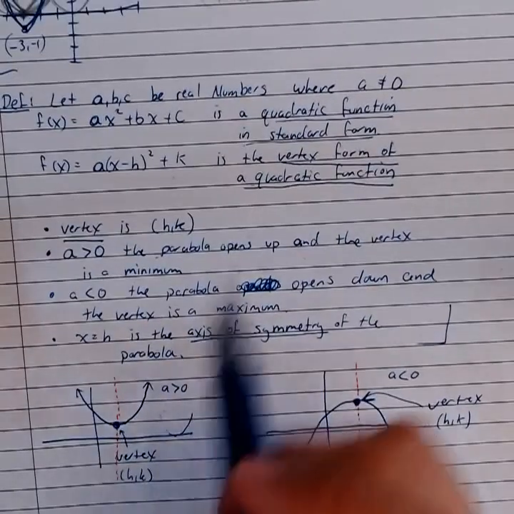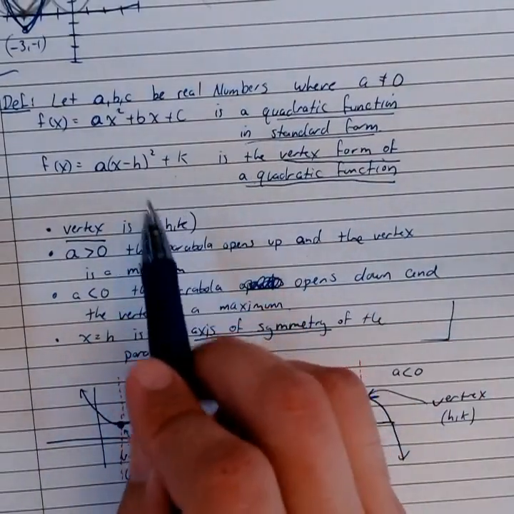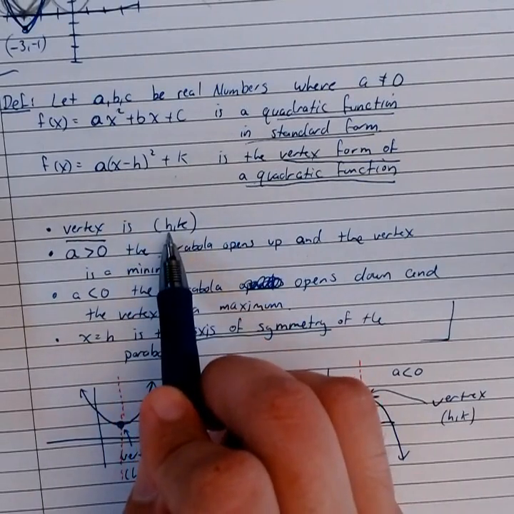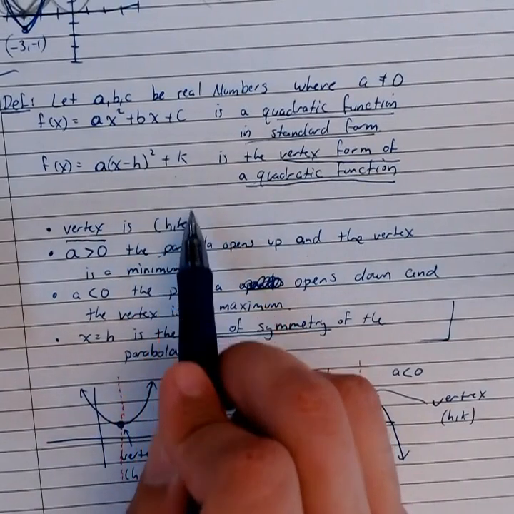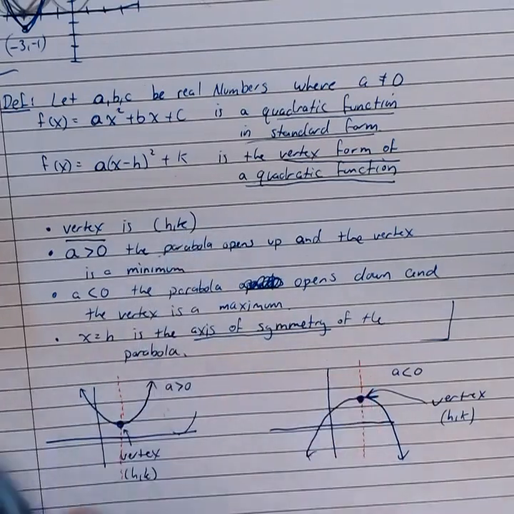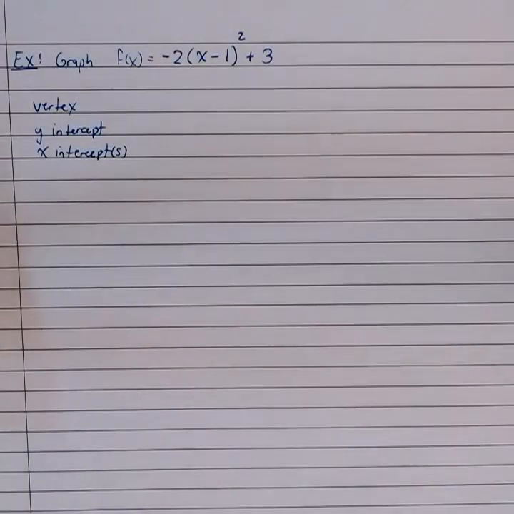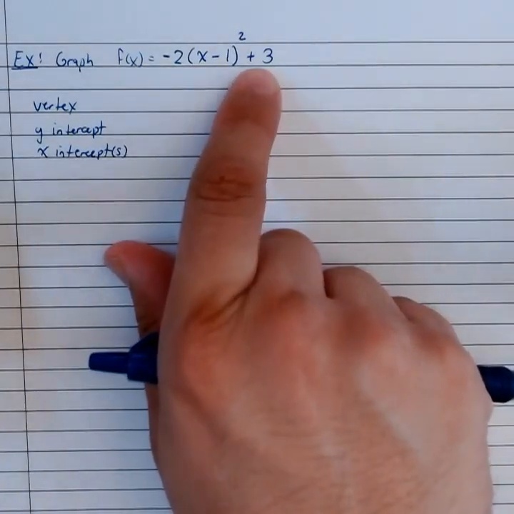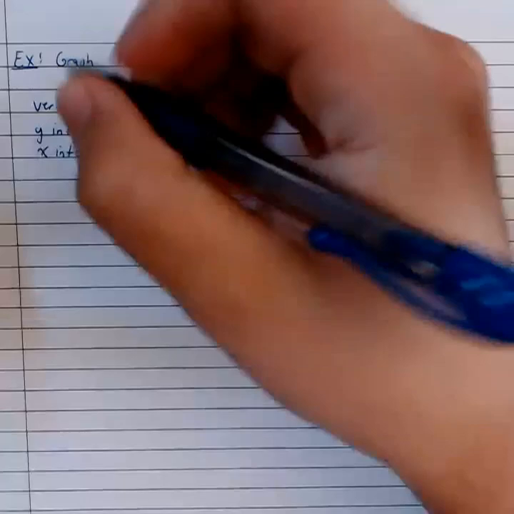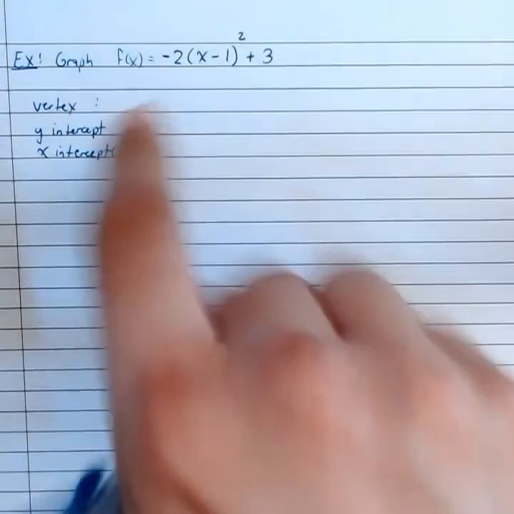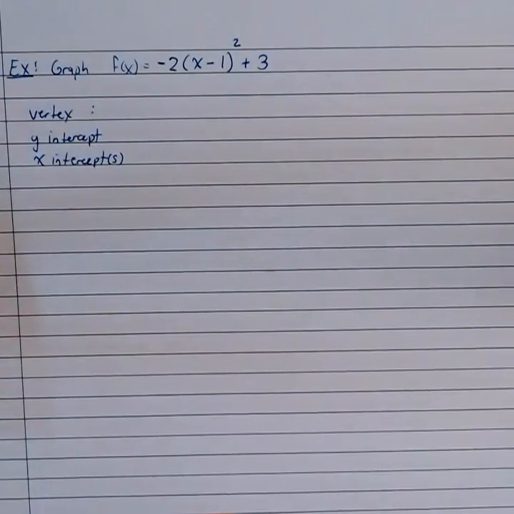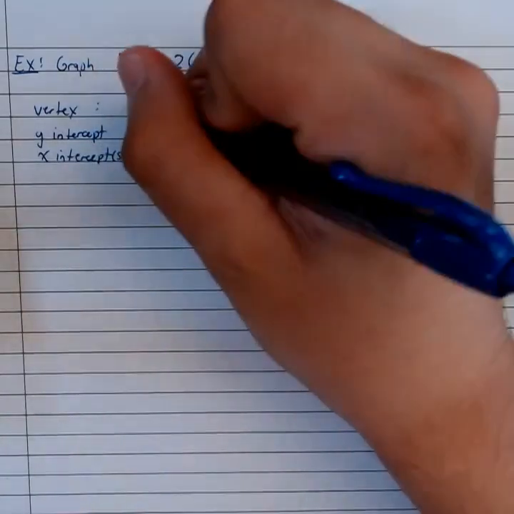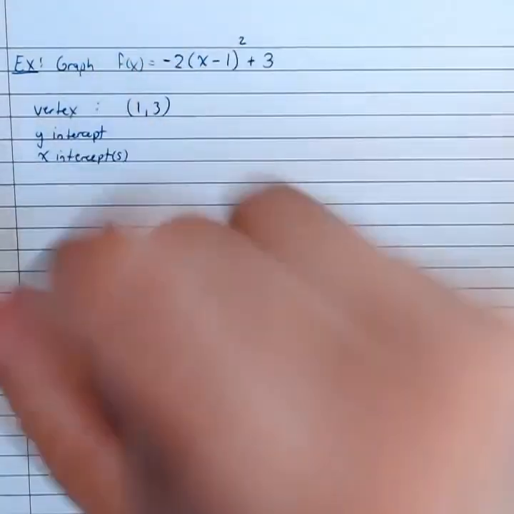If you have something in the vertex form, this h is the x-coordinate of your vertex, and this k is the y-coordinate of your vertex. That's exactly what we have here. Here's your h, it's the number 1. Here's your k, it's the number 3. And that's it. There's nothing else to do. You pick it out just by recognizing what components you pick out from your equation. So here that's going to be (1, 3).